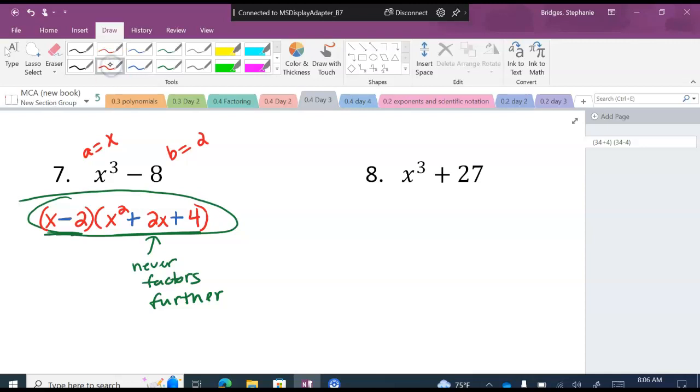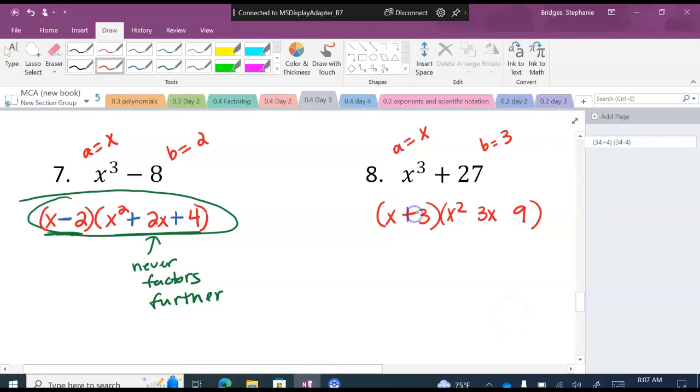What is the cube root of x to the third? X, and the cube root of 27 is 3. First term is just those two. Second parenthesis is going to be my a squared, my a times b, and my b squared. And then I fill in my signs. Same, opposite, always positive. So what do I go first? Plus, and then a, minus, and then a, plus.